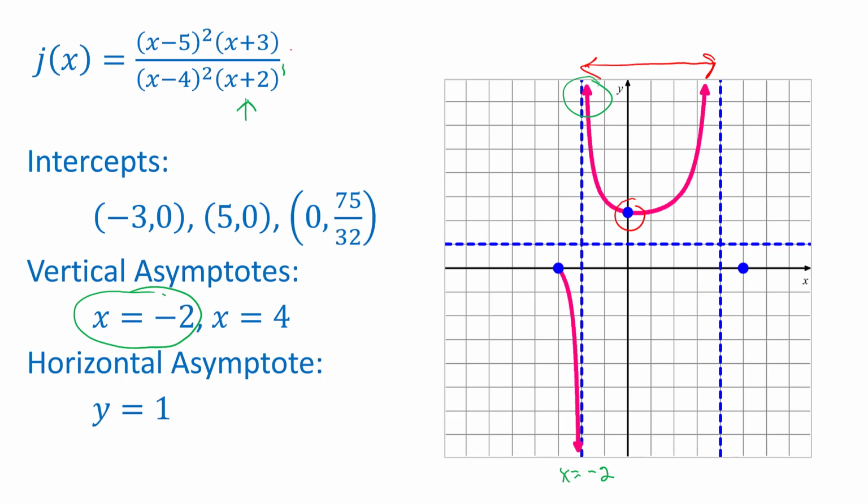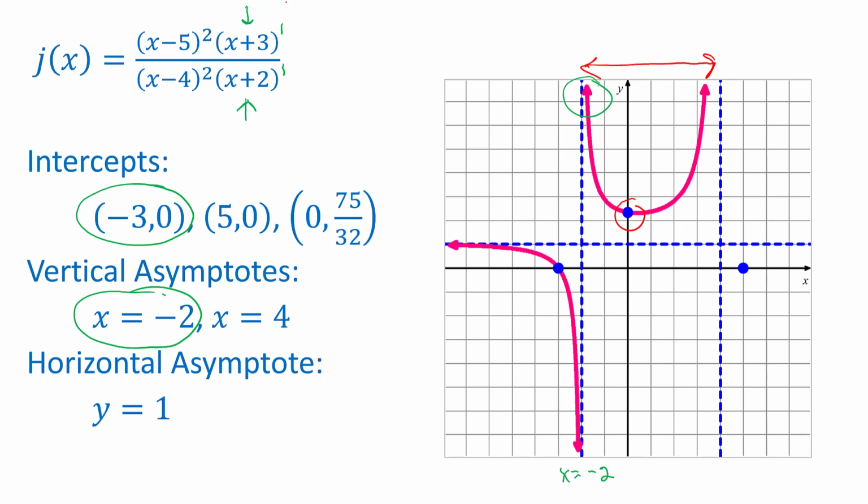Well, what's happening at x equals negative 3, at the intercept (negative 3, 0)? We're either crossing or simply touching and bouncing. Negative 3 comes from the factor x plus 3 that is raised to the odd power of 1. So my graph is going to simply cross at that point and then, as it heads to the left, it's going to approach the horizontal asymptote of y equals 1. So we got that taken care of.